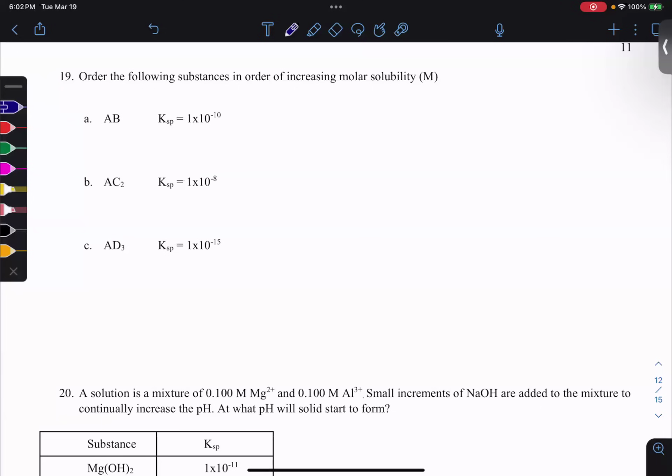So you might just look at these Ksp values and think, oh, B, this one is the most soluble because Ksp is the largest number, versus C has the lowest solubility because it's the smallest number. We can't do that. We actually have to solve for x. So Ksp is the constant, the solubility product constant, but molar solubility actually represents x from the ICE table, right? So you actually have to solve for x in the ICE table for all of these substances, but it's not that bad, it's pretty repetitive.